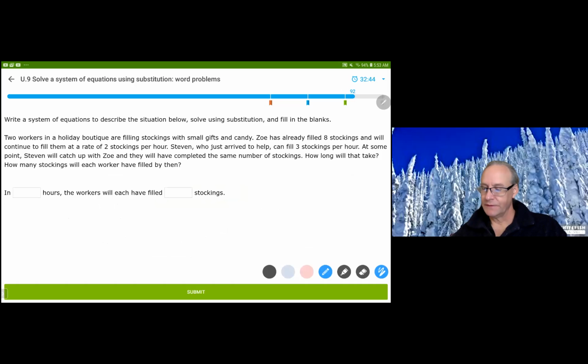Two workers are filling stockings in a holiday boutique with small gifts and candy. Zoe has already filled 8 stockings and will continue filling them at 2 stockings per hour. So this is the number of stockings that Zoe has done: 8 plus 2 every hour.